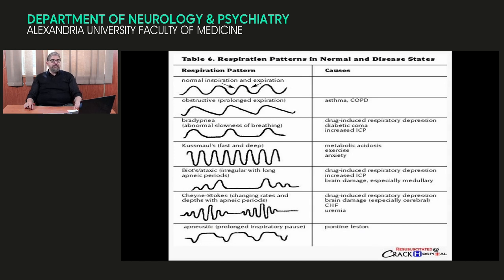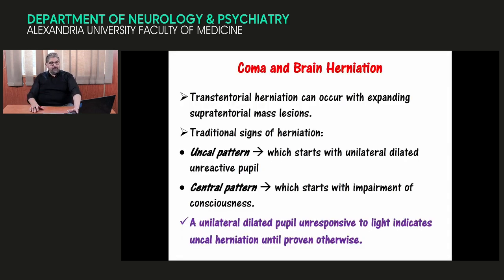This is a graph collecting the different respiratory patterns in normal and abnormal states, and these abnormal states include respiratory and central causes also. So the next section of this part is coma and brain herniation, which is very important and very critical.